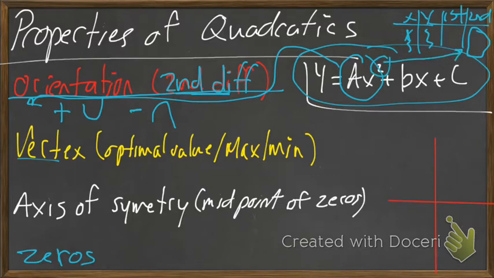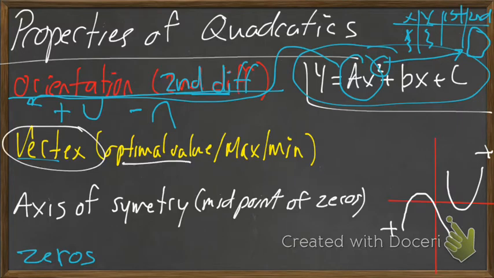The vertex. Now, visuals tend to help with this. So I'm going to draw two graphs here. This one will be opening up, and then we'll draw another one down here opening down. Actually, I'm going to draw those a bit differently. I'm going to draw this one right here, and this one maybe here. So keep in mind, positive, negative. The vertex, also known as the optimal value, or max or min.